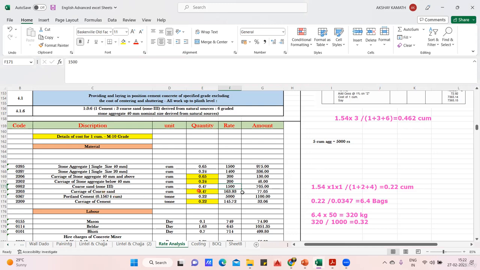Similarly, carriage of sand also I'll take 200. For aggregate also I took 200. Here also I'll take 200. Now coming to the Portland cement. Cement again, it is coming 0.22 tons. How is that? Again, very simple.